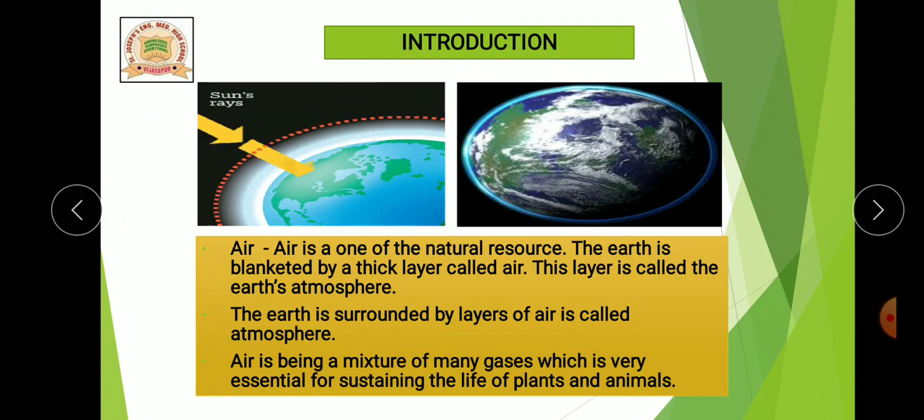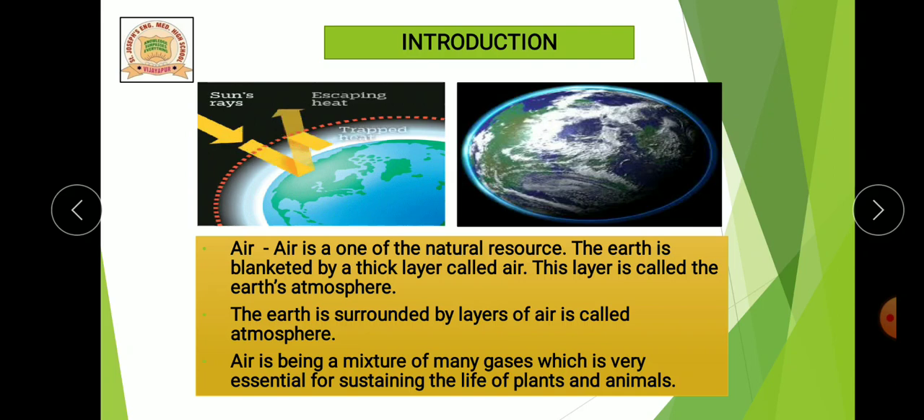Students, what is air? You will say that air is not visible but its presence can be felt, means we can feel it. Air is one of the natural resources. The earth is blanketed by a thick layer called air. This layer is called the earth's atmosphere. The earth is surrounded by layers of air called the atmosphere.